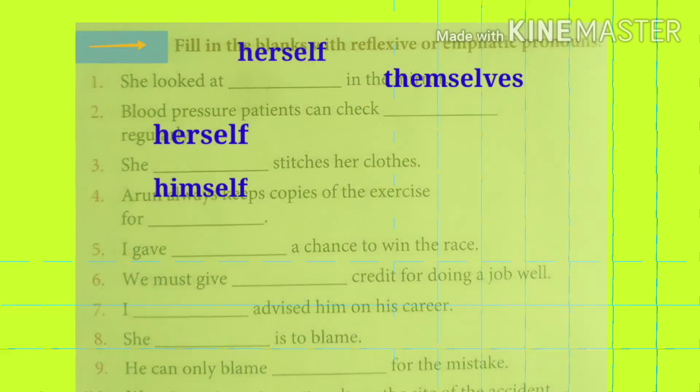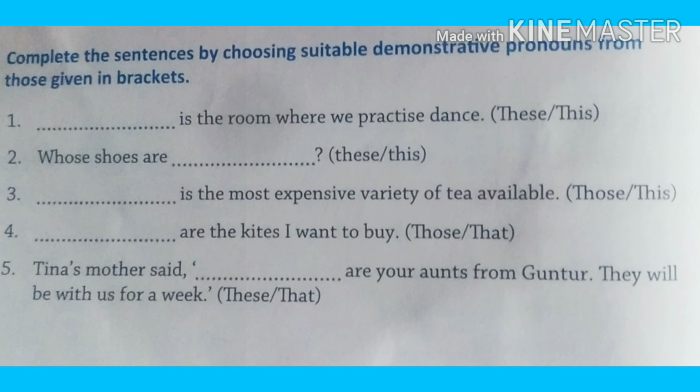Now look at the next exercise. And here you have to complete the sentences by choosing suitable demonstrative pronouns from those given in brackets. So look at the sentence number 1. Dash is the room where we practice dance, and the options are these or this. Yes, the answer is this, because we are talking about single room and the singular demonstrative pronoun is this.